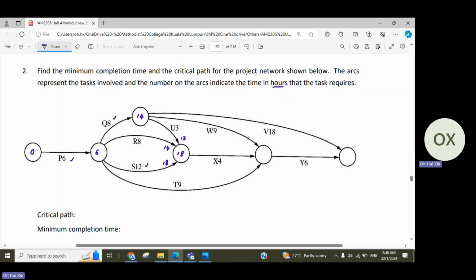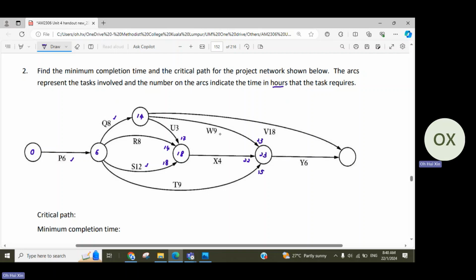So you can see that you need all W, X, and also T in order for you to start Y. So that's why 14 plus 9, we have 23. Then X will finish in 22 hours. For T, it will be 9 plus 6, which gives us 15. So by the time that we finish all the activities that are needed, it is already 23 hours into the project, then that's where we can start Y, right?